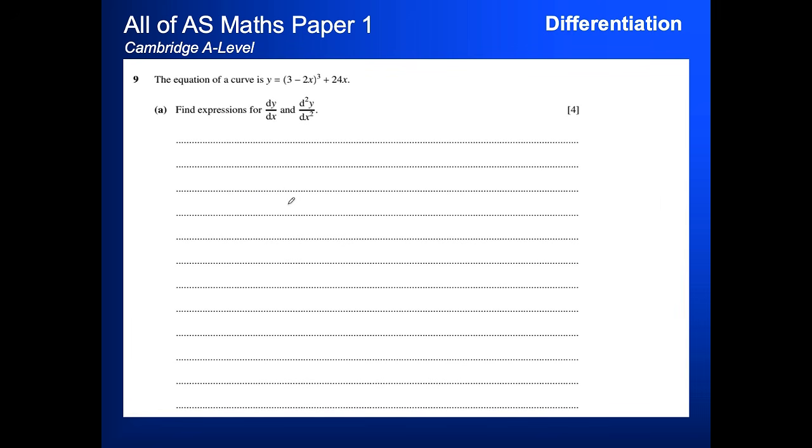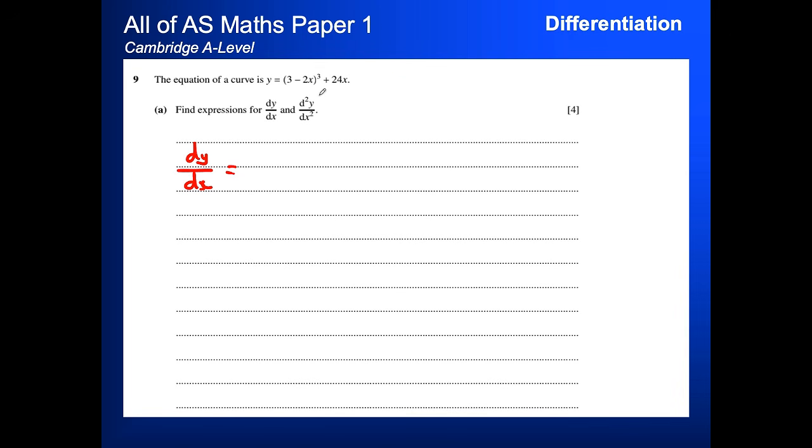Right, let's move on to a slightly different style of question here with question 9. So the equation of the curve is y equals (3 minus 2x) all cubed plus 24x. And the first part is we need to find the first and second derivative here. Okay, so let's start with the first derivative. So we have to be very careful with our chain rule.